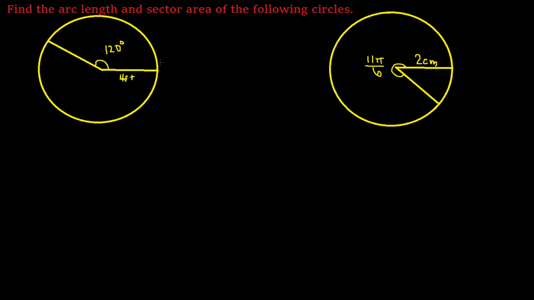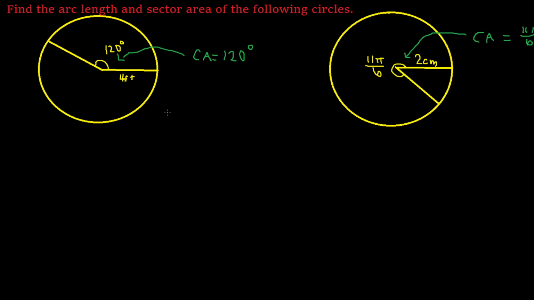When we're finding the central angle, we're going to look at where we have our degrees or our radians defined. So here, this 120 is our central angle, and I'm going to call that the CA. And then right here is where we have our central angle, which is 11 pi over 6. So I'm just going to write that down. The central angle is 11 pi over 6.